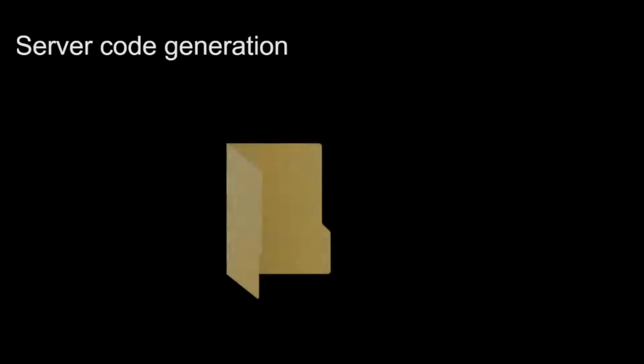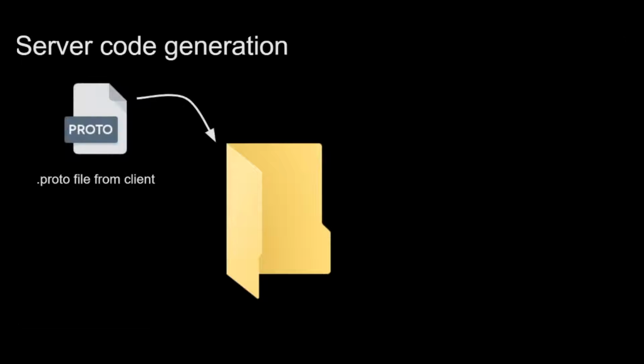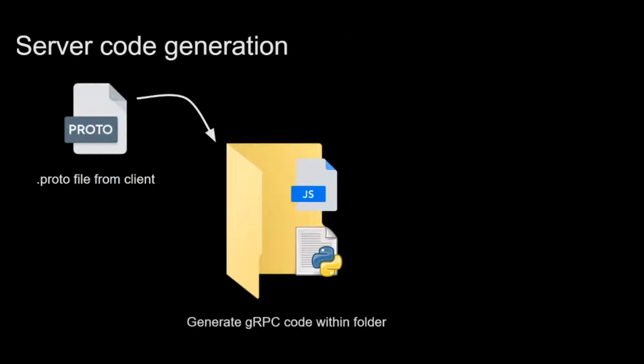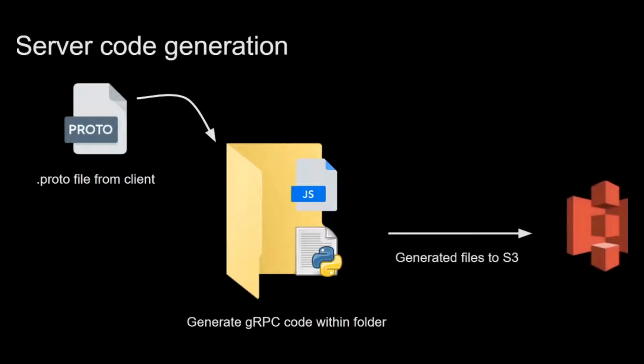Let's go even further with another visual for how this server is going to go about generating the code. So say the server is going to have this folder, and it'll receive a proto file from the client, and what it'll do is it'll save that proto file in the folder, and then depending on what the user specifies, we'll go ahead and generate the JavaScript or the Python code within that folder, and after that's done, then we'll upload it to S3. Really simple.